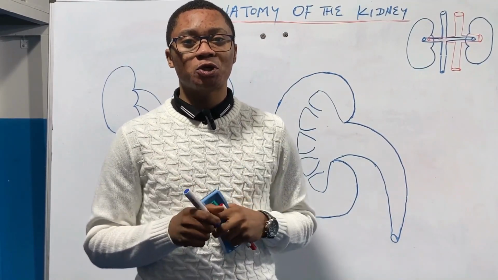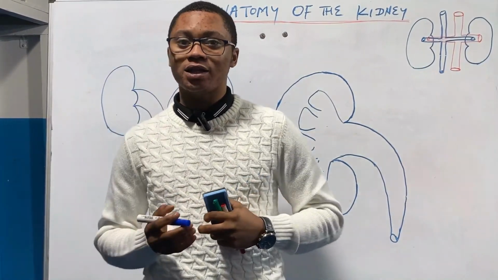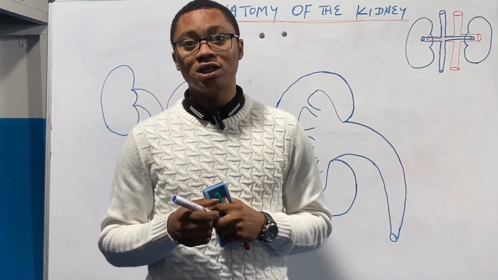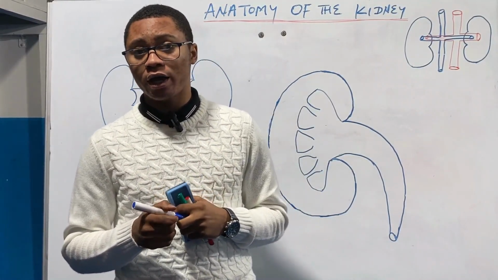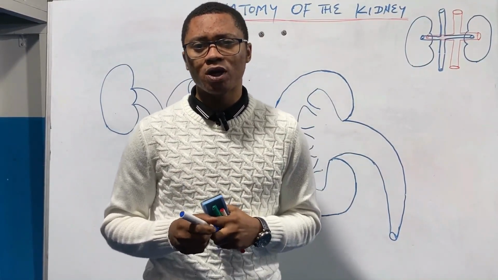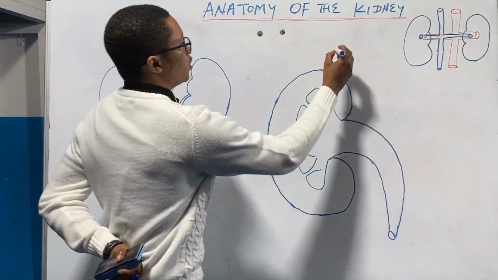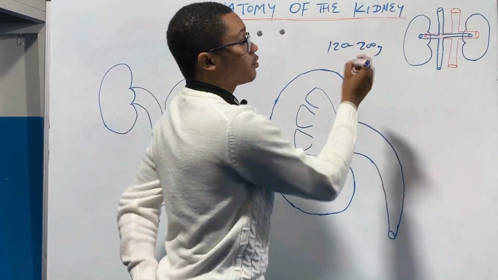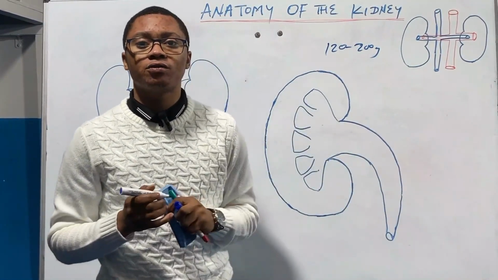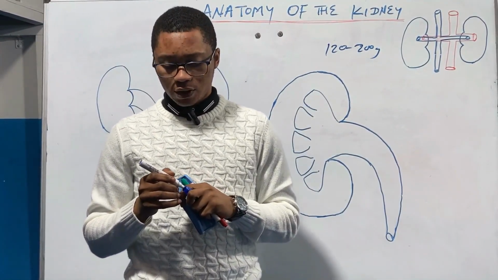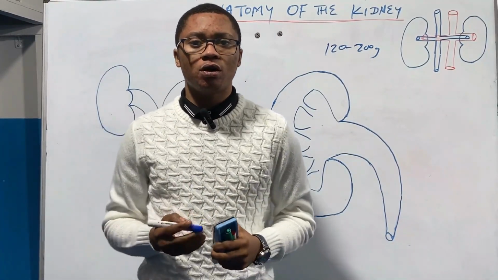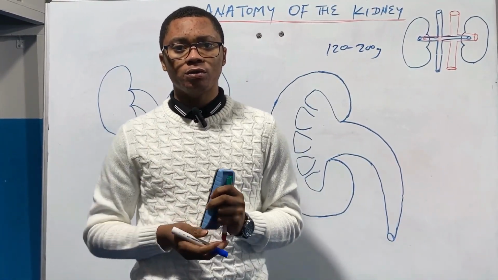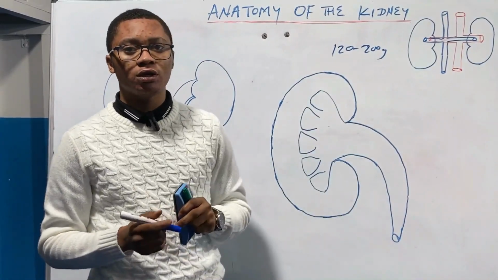So there are two kidneys in the human body. We have the right kidney and the left kidney. The kidney is bean shaped, it is reddish brown in color, and the average human kidney weighs about 120 to 200 grams. So this is the average weight of the human kidney. The human kidney is located in the posterior abdominal wall behind the peritoneum, so it is an extraperitoneal organ.